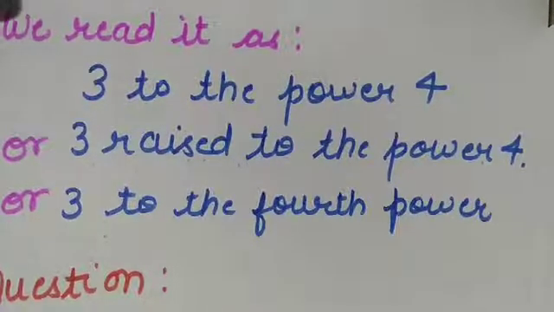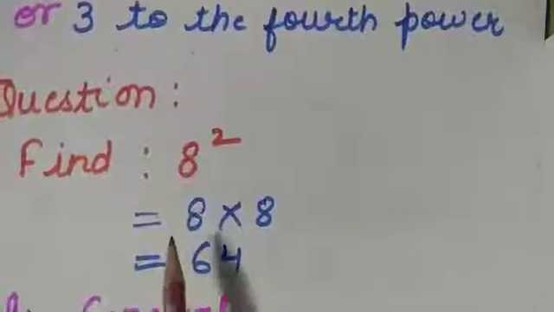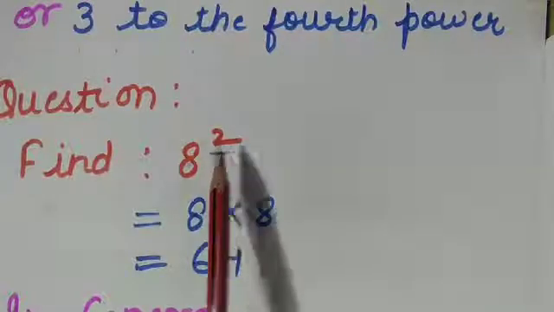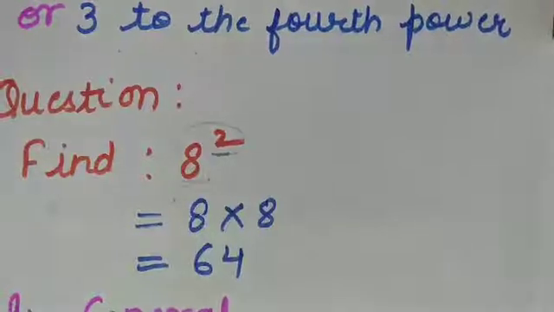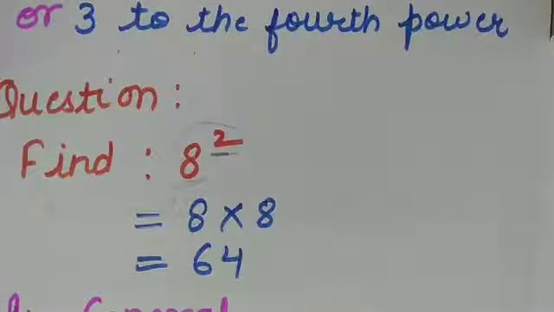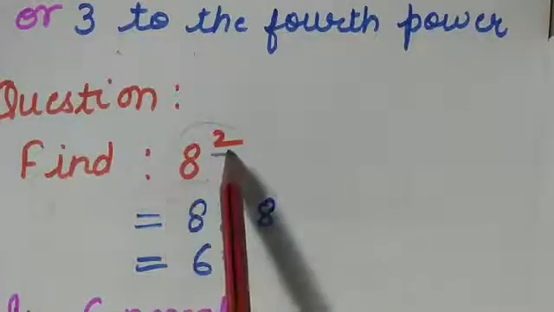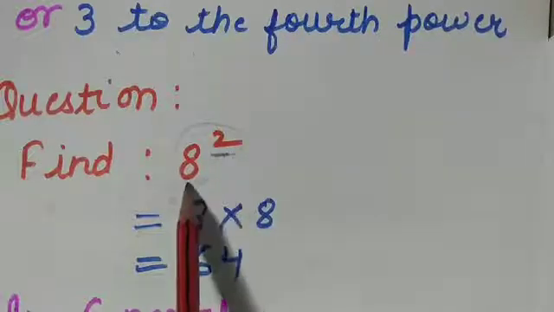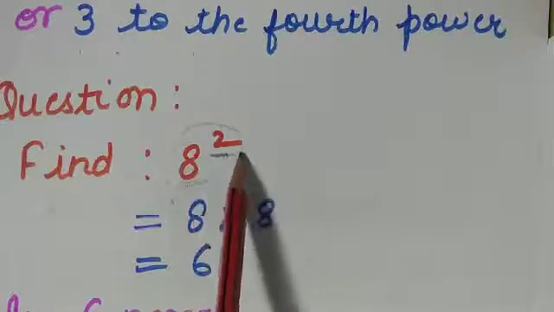Now let us discuss one question related to the concept we have learned. Find 8 to the power 2. This is an exponential number. First, you must know how to read the exponential number. Exponential number means repeated multiplication. So 8 to the power 2, or you can say 8 raised to the power 2.